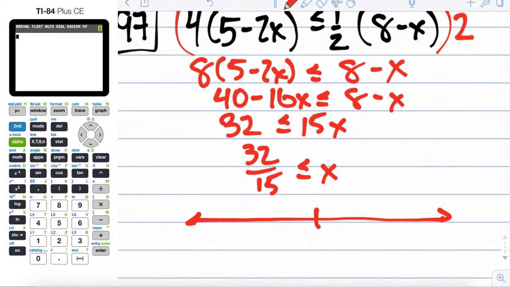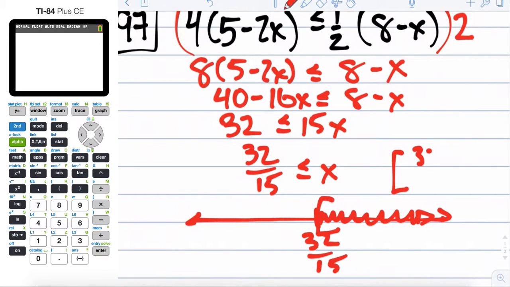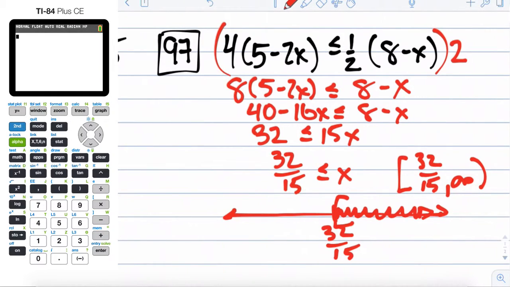So on a number line, here's 32 over 15. It's between 2 and 3. X is greater than or equal to, so we're going that way. And then if we're writing this, that is 32 over 15 to positive infinity. That is unbounded. All right, let's look at 99.